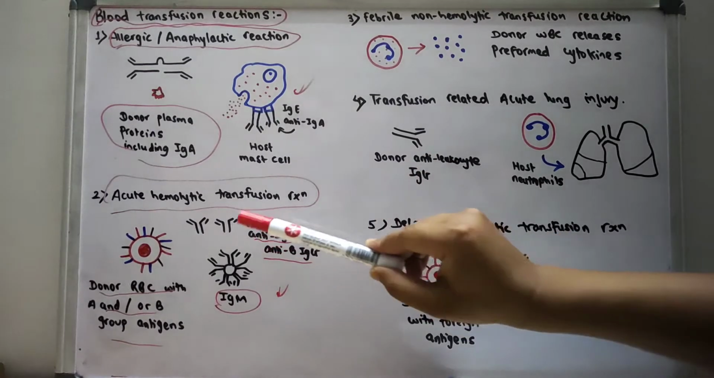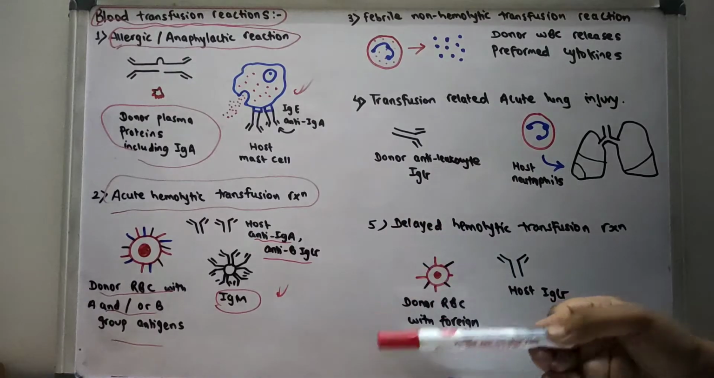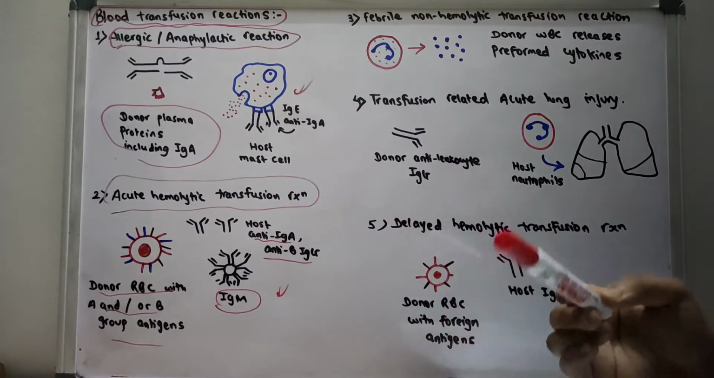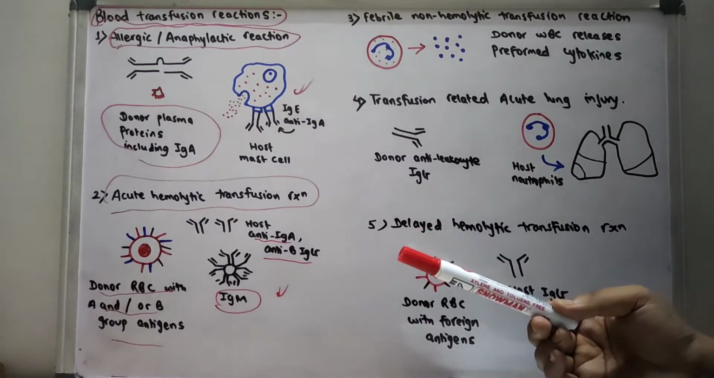The clinical presentation in the acute hemolytic transfusion reaction is fever, hypotension, tachypnea, tachycardia, flank pain, hemoglobinuria, which is intravascular hemoglobinuria, and jaundice, which is extravascular jaundice.